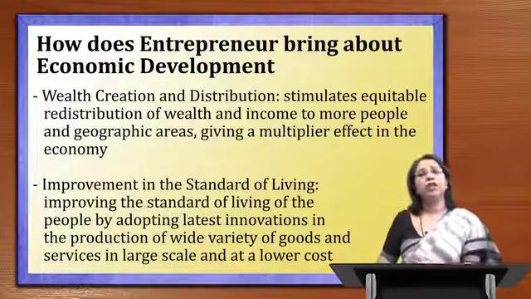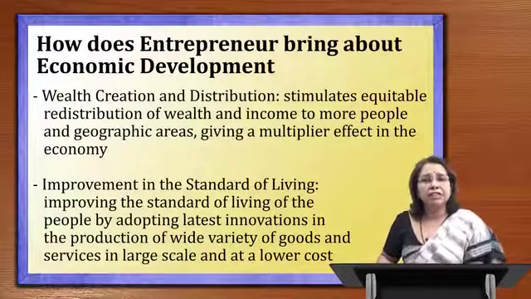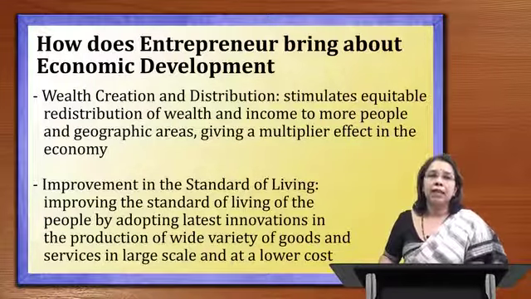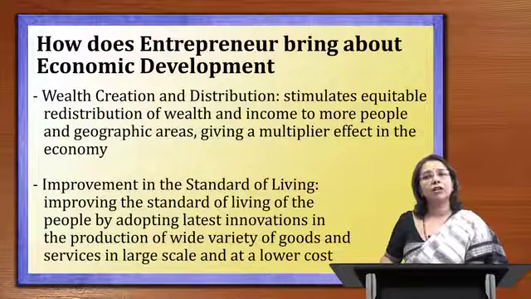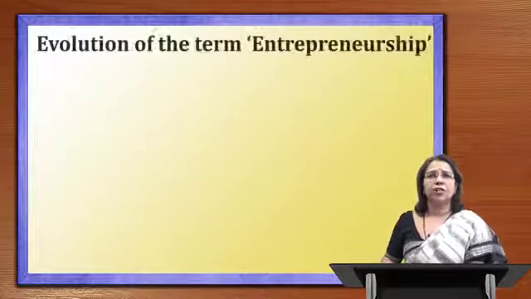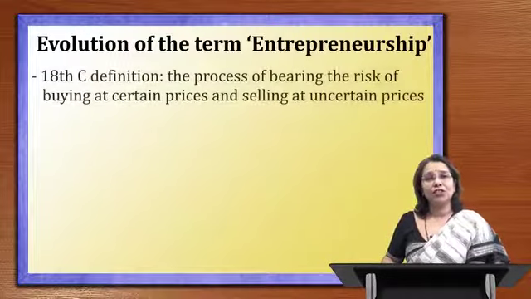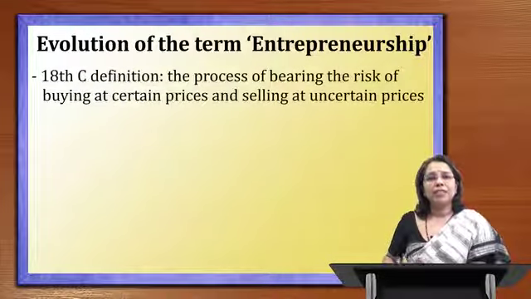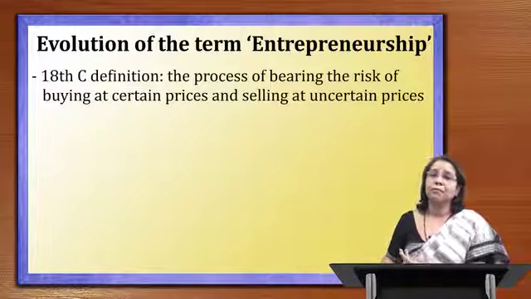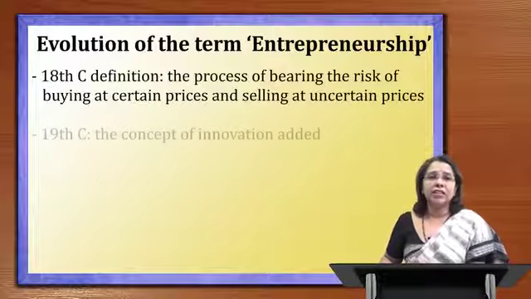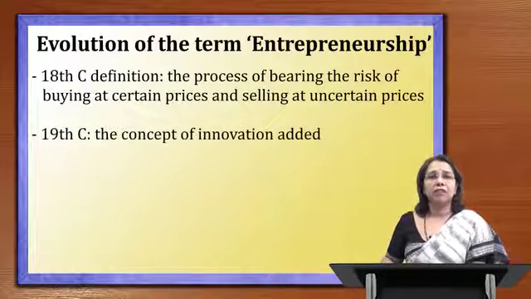But if we go into a little more detail, we would definitely need to know the meaning of entrepreneurship and further, how did the term entrepreneurship come about? So we go into the evolution of the term entrepreneurship. We begin from the 18th century, where entrepreneurship was considered as something that a business does today, takes risks. It was much later in the 19th century that the concept of innovation was added.